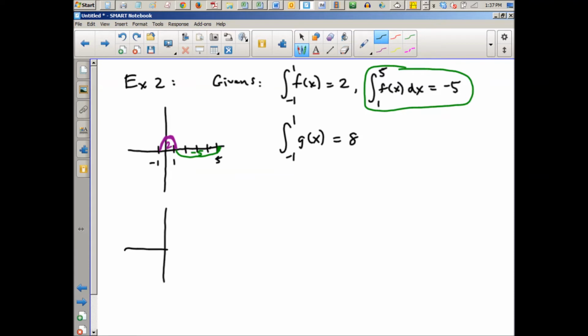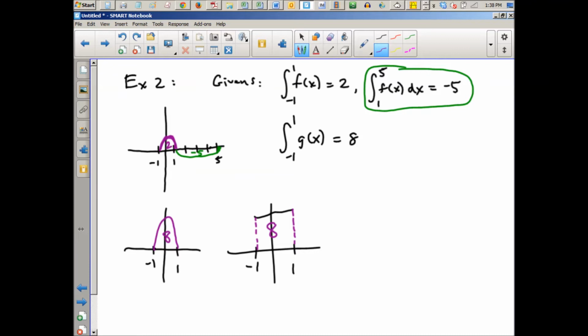the area between negative 1 and 1 for g is 8. So for that one, you could draw something like this, just maybe a little bump here and put 8 right there. Or it doesn't really even say that it has x-intercepts at negative 1 and 1. You could draw this if you want. Just draw something like this, a random curve, and this area is 8 in here. It doesn't really matter so much. This is the only interval they gave us, from negative 1 to 1, so it's not like I have to add to this picture.